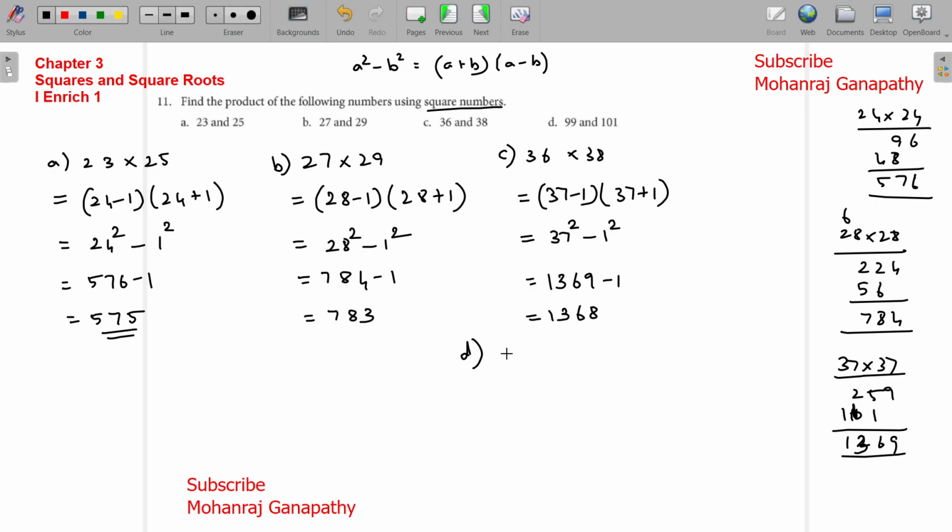D. Between multiplication of 99 and 101, the nearest number is 100. 100 minus 1 is 99, and 100 plus 1 is 101. So (A plus B) into (A minus B) is A square minus B square. So 100 square, which is 10,000, minus 1 is 9,999.